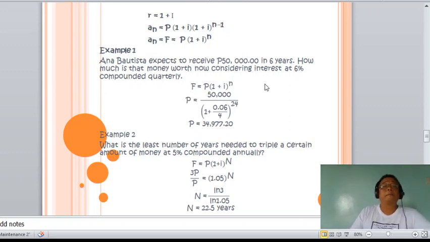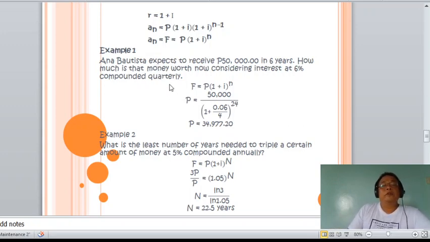Let us consider this. Ana Bautista expects to receive 50,000 in 6 years. How much is that money worth now, considering interest at 6% compounded quarterly? Quarterly, meaning in 1 year, the number of interest periods is 4. So, the total number of interest periods for 6 years is equivalent to 24.